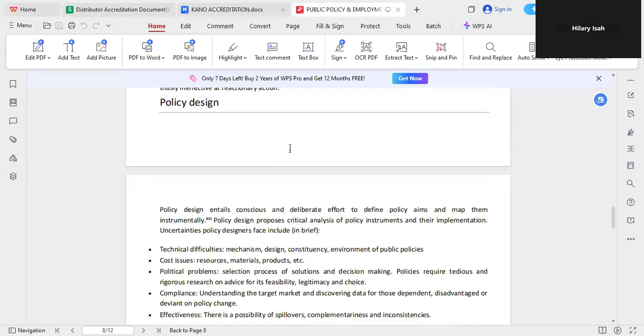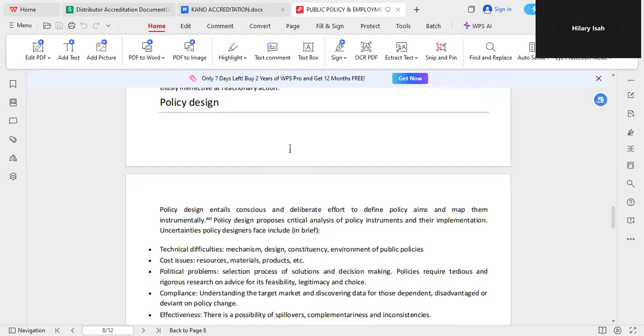So let's look at policy design. Policy design entails conscious and deliberate effort to define policy aims and map out that policy instrumentally. Policy design proposes critical analysis of policy instruments and their implementation.